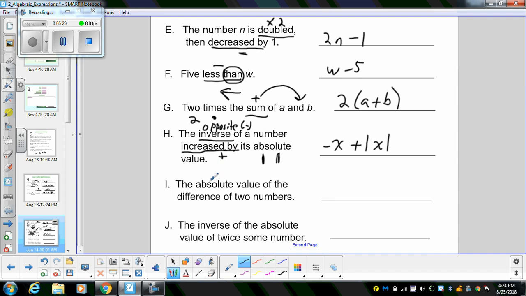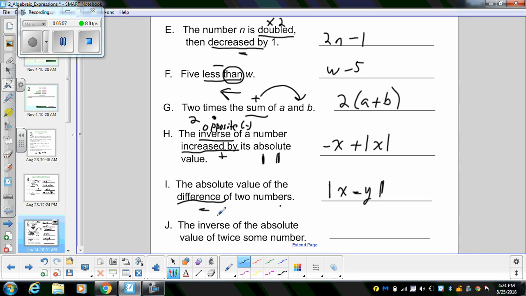Alright, the next one, the absolute value of the difference of two numbers. So we got the absolute value, so we got our two bars here, of the difference, which means to subtract two numbers. We don't know what those numbers are, so I'm just going to let them be x and y. So the difference of two numbers, x minus y, or y minus x, it doesn't matter.